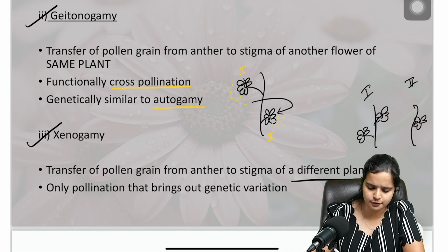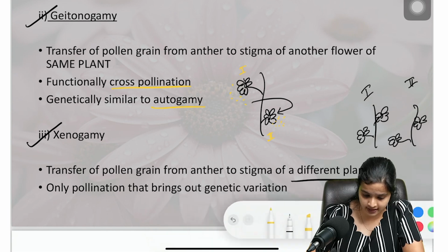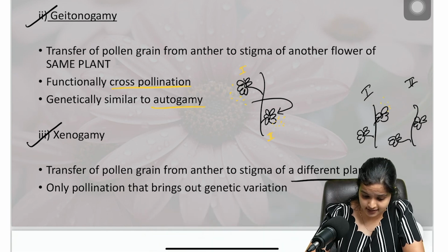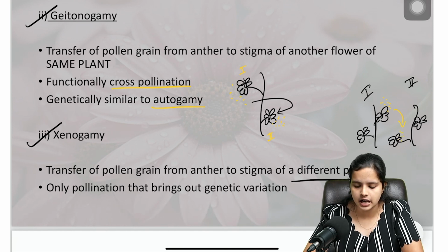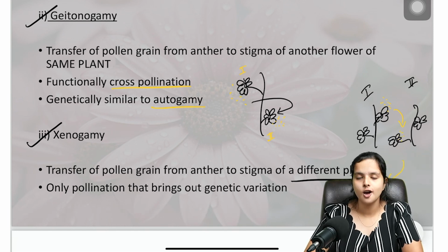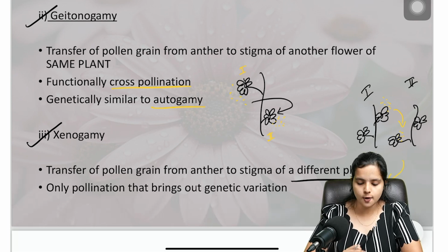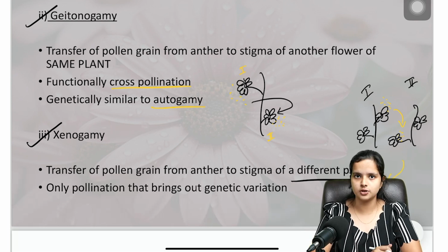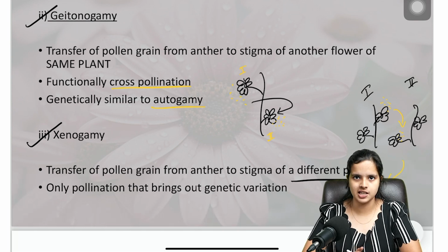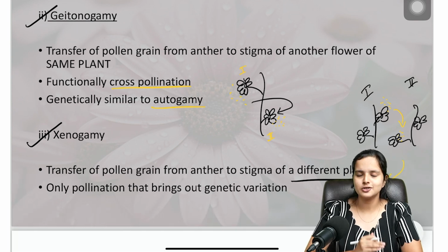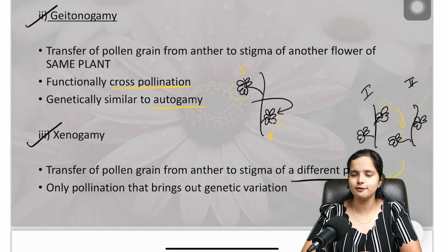This is a completely different plant. So if the pollen grain is released from the first flower, and if it moves to the second flower and falls on the stigma of the second flower, then this is known as cross-pollination or xenogamy. Okay, so I hope you are clear with both the terms geitonogamy and xenogamy. So geitonogamy is actually an intermediate between autogamy and xenogamy. So these are the main important three types of pollination.